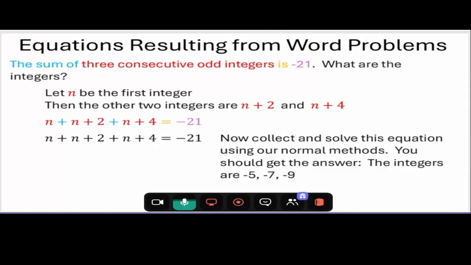Oh yeah, so this is another one I'm going to let you try later on if you want to. I'll give you a sec if you want to write it down, or again, if you're watching the recording later, pause it and give it a try. Solve that equation and I think you should get negative 9 as your answer. And then that's the first odd integer. 2 more than that is negative 7, the second odd integer. 2 more than that is negative 5, the third odd integer.